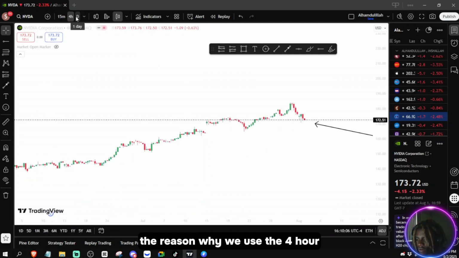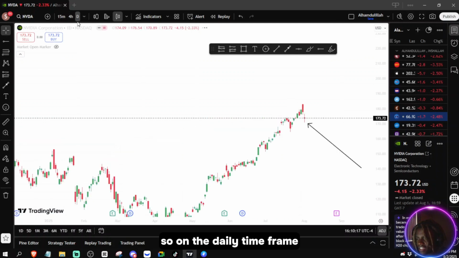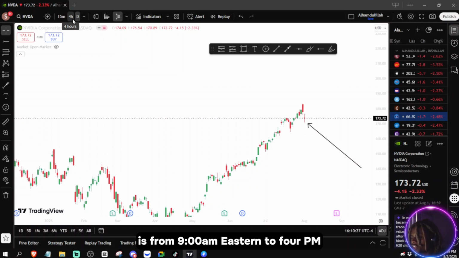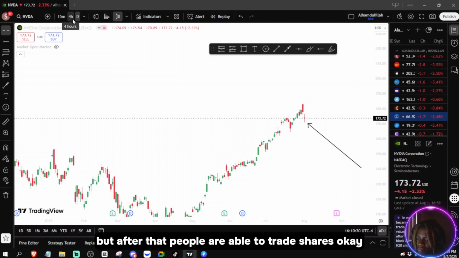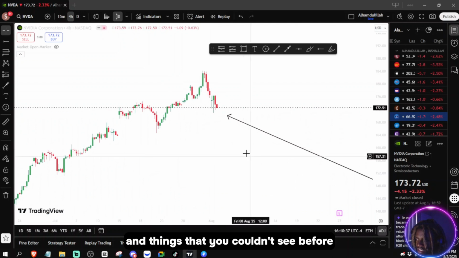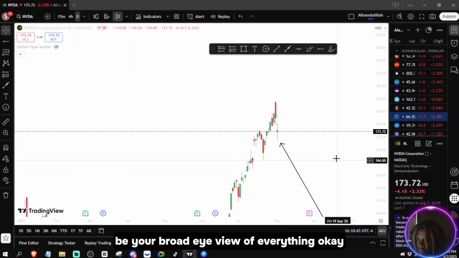The reason why we use the 4 hour instead of doing everything just on the daily is because of this setting right here in the bottom right. Electronic and extended trading hours. Okay. So on the daily time frame, it's not going to show the after hours of the market. So the tradable times of the options market is from 9:30 a.m. Eastern to 4 p.m. But after that, people are able to trade shares. Okay. So the electronic and extended trading hours are going to show you levels and things that you couldn't see before. So the daily is pretty much just going to be your broad eye view of everything.